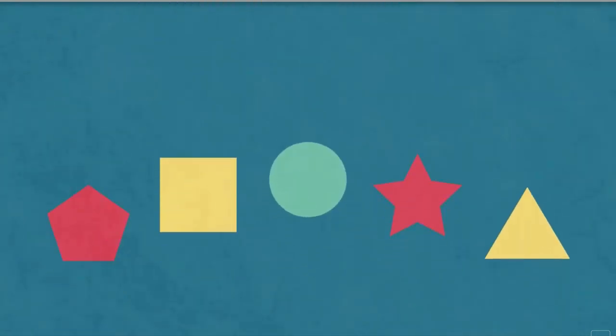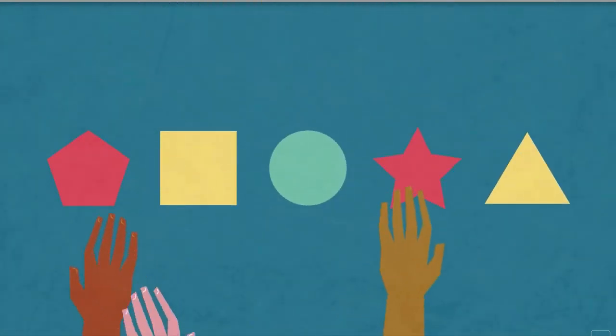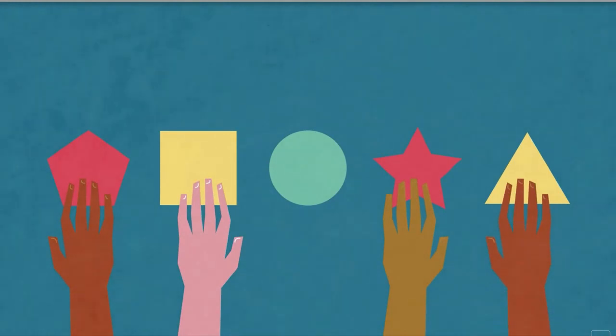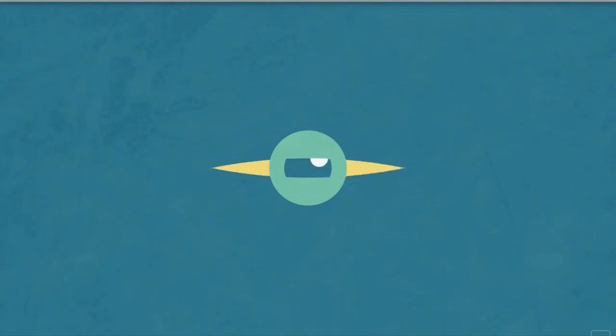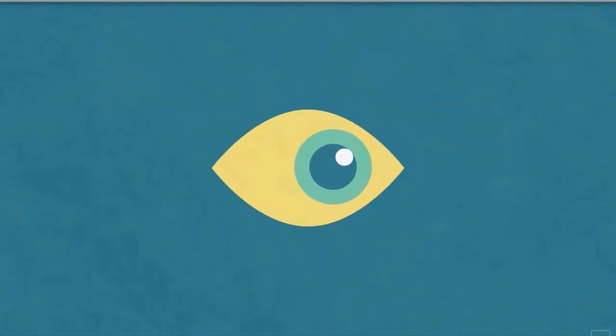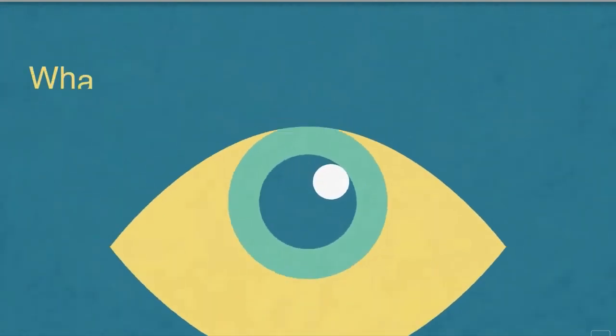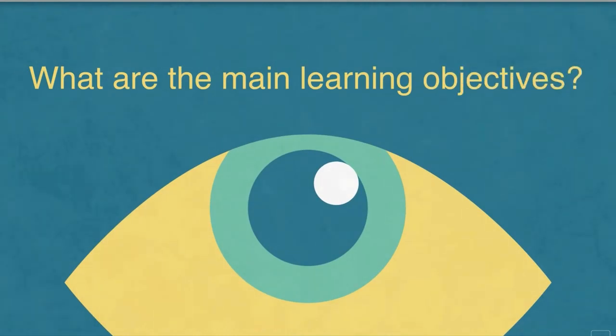For content, student choice is one way we might differentiate, like allowing students to choose their research topics or essay prompts. As teachers, we need to keep our eyes on the prize. In other words, we have to keep asking ourselves, what are the main learning objectives?